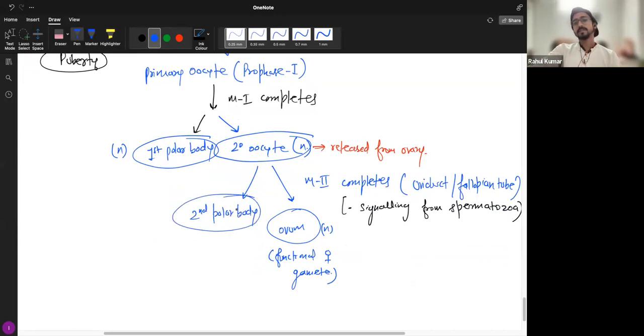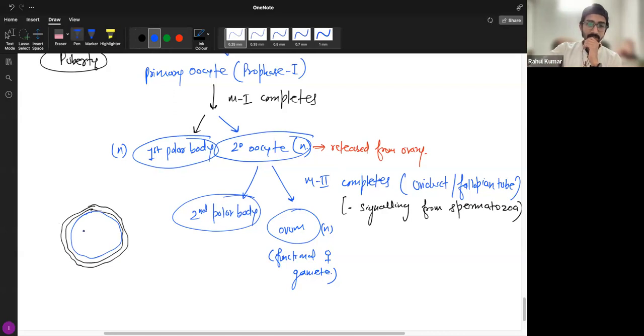But here is a catch. The second polar body is formed inside the fallopian tube. Okay, and when this secondary oocyte is released, remember I told you it has layers around it. That's called follicular layers. We call it zona pellucida and corona radiata. So let's say this is the secondary oocyte. Above that are multiple layers that protect the secondary oocyte.